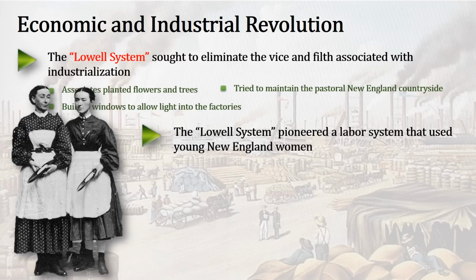The Lowell system pioneered a form of labor that used New England women to do most of the manufacturing. Women could be paid less, after all. This is the 1830s and 1840s. And common culture held that they were more virtuous, less given to vice, and so the thinking went, easier to control.